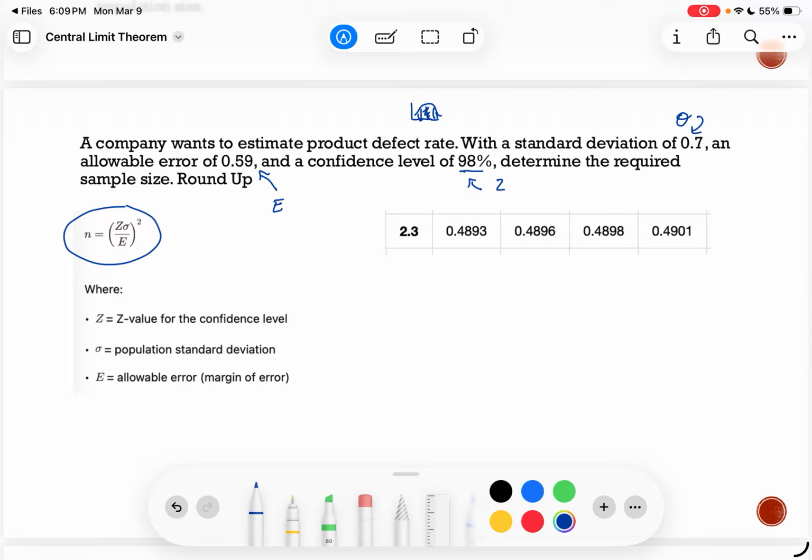So to start us off, we have some of the items in this formula. n is the sample size. Z, we don't know what the z-score is yet, but we do know what the standard deviation is and the allowable error that we're looking for. But we need to get the z-score. So what is the z-score?